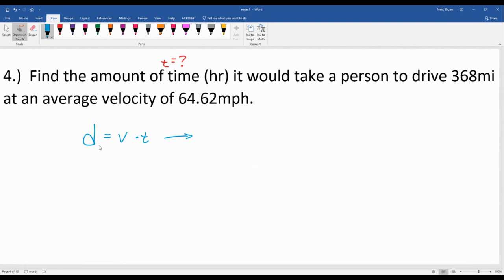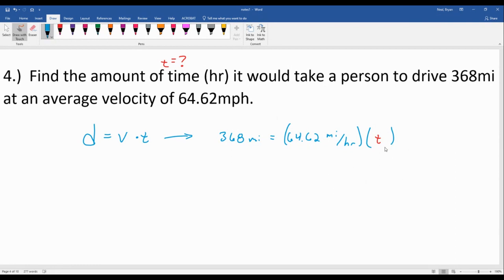So the distance, 368 miles, is given to us in the question. All right, then the equal sign is set by the equation here. Velocity 64.62, and then mph, common abbreviation for miles per hour. And so we'll stack it this way just so that we can see the units a little bit better. And then this gets multiplied by that t we're looking for. So we don't know what that is, but because it's the only thing we don't know, then some simple algebra should help us go and solve for it.